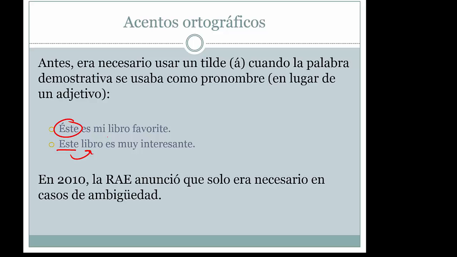All right, there we go, demonstratives. Take a look at the practice exercises, and good luck.